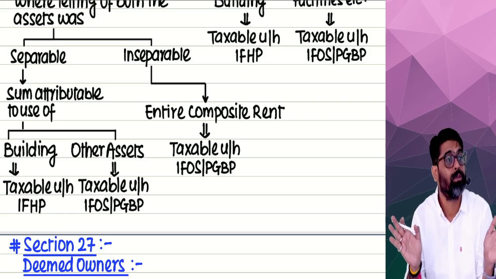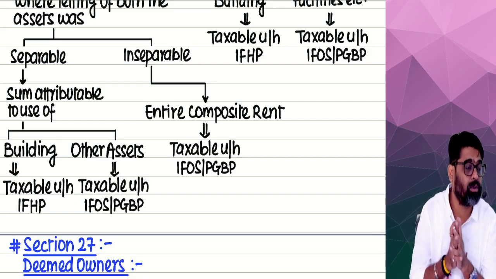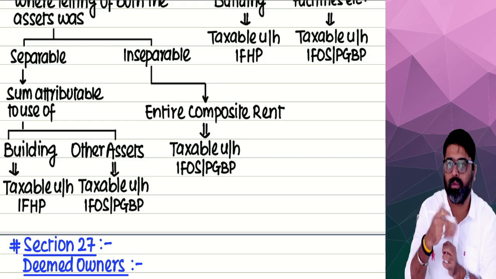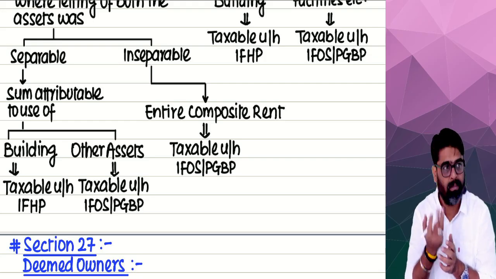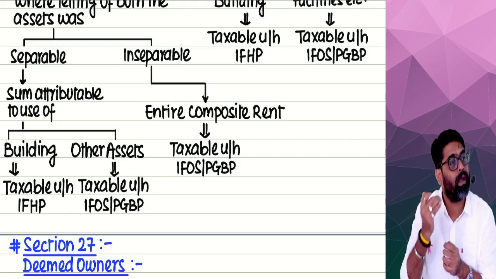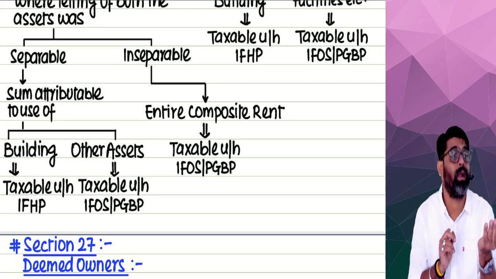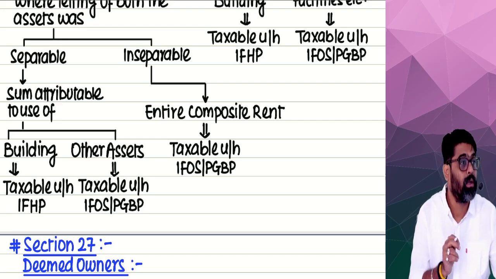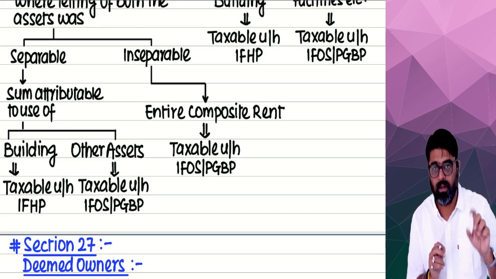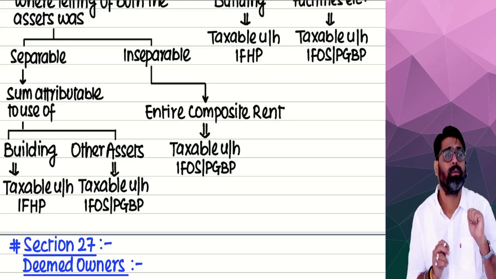Yes or no? So this was what? Separable letting. How much have I charged from you? 50,000. So that 50,000 includes the rent of my building and also the rent of my car. So the rent of building, rent of flat, will be taxable under the head house property. So from the combined rent, I will have to separate the rent of flat, and that I will be showing under the head house property.